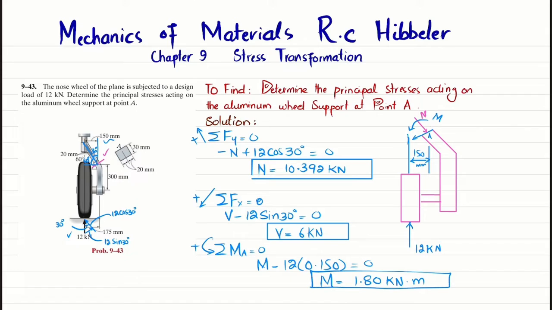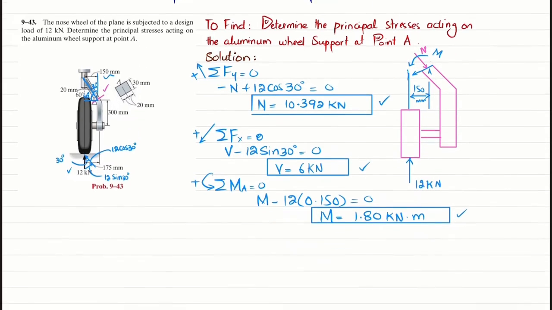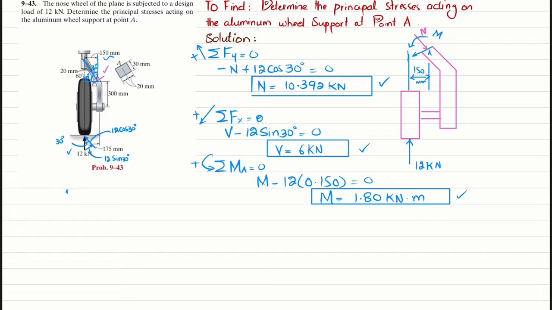Now you have this normal force, you have the shear force, and you have the moment as well. You can see that due to this normal force, we will have a normal stress. Due to this shear force, we have shear stress. And due to this moment, we will have bending stress. So this is the combined loading. So for normal stress, I will write it.